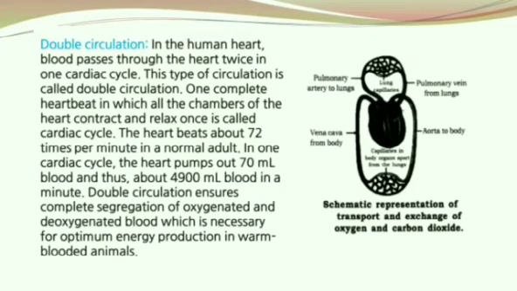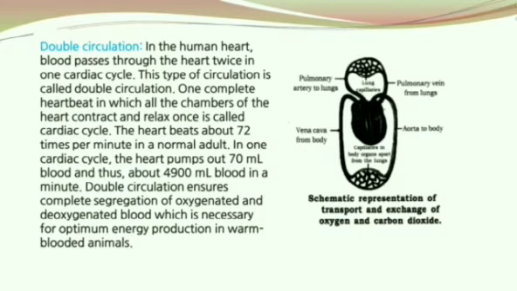Now, what is double circulation? In the human heart, blood passes through the heart twice in one cardiac cycle. This type of circulation is termed as double circulation. One complete heartbeat in which all the chambers of the heart contract and relax once is called a cardiac cycle.